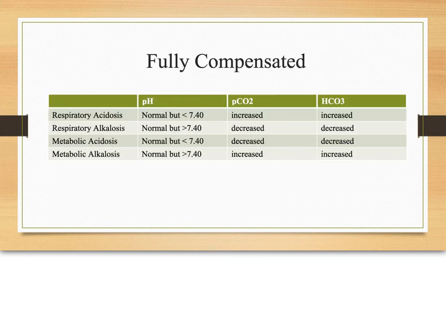Let's talk fully compensated now. This is the one that may cause some confusion because when you first look at it, the pH will be normal. That's the definition of fully compensated. The pH is within the normal range. But remember we said that it will never probably get to the midline. It'll never get to 7.40. It's always going to lean towards the side of the abnormality. So let's look at this chart.